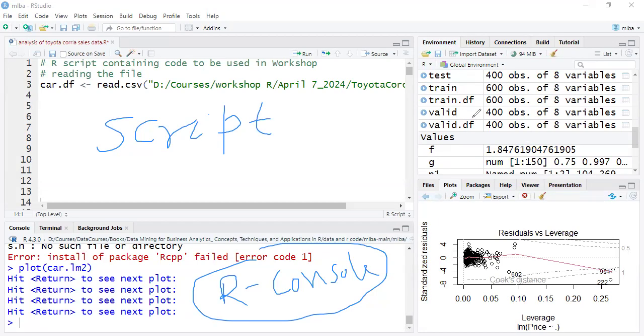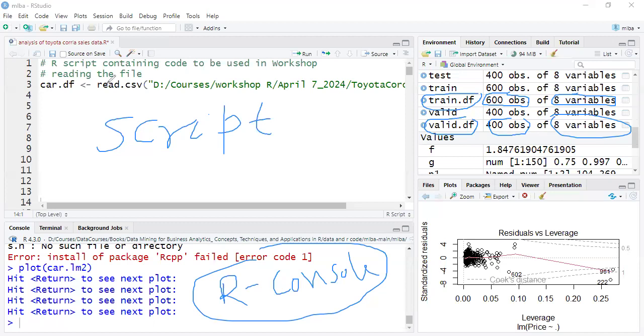Environment means whatever data I have created. Suppose I have created a data frame, train.df, which I was explaining a few minutes before. This data frame contains 600 observations and 8 variables, right? And suppose valid DF is another data frame. It has 400 observations and 8 variables. So these are the data sets loaded into R.